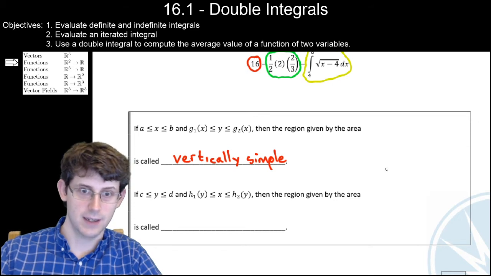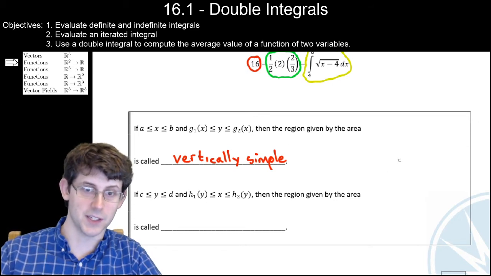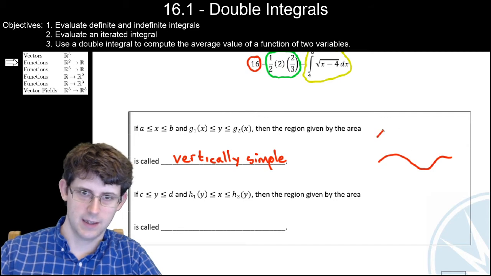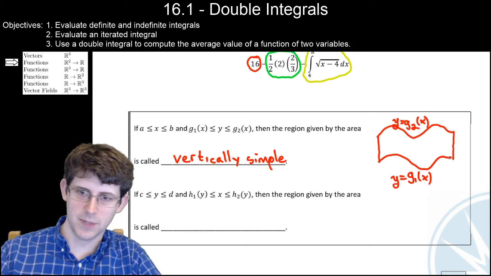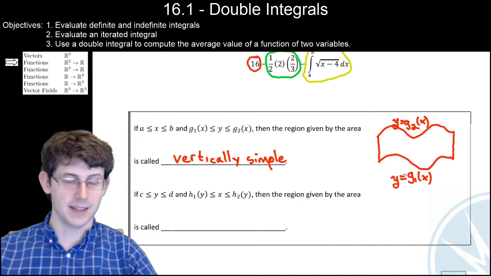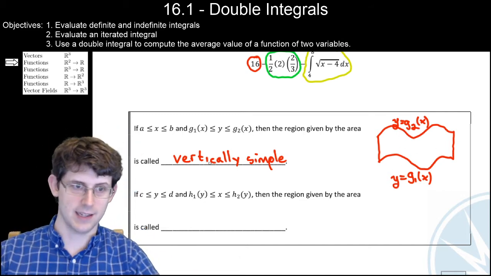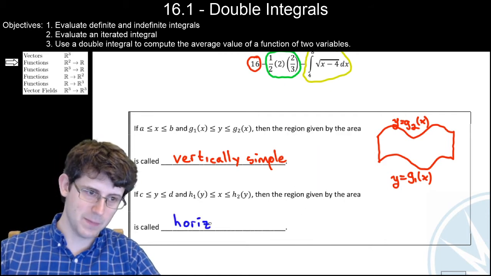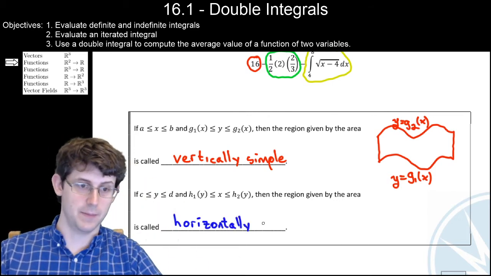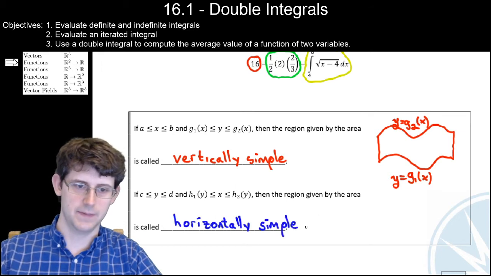So if you've got a region and the bottom function and the top function are fixed, like this, g1 and g2, you've got some x bounds that are numbers and some y bounds that are functions, and the bottom function and the top function are where it's at. Then the region is called vertically simple. If you don't necessarily have that, but you have a fixed left and right boundary, then that's called horizontally simple.